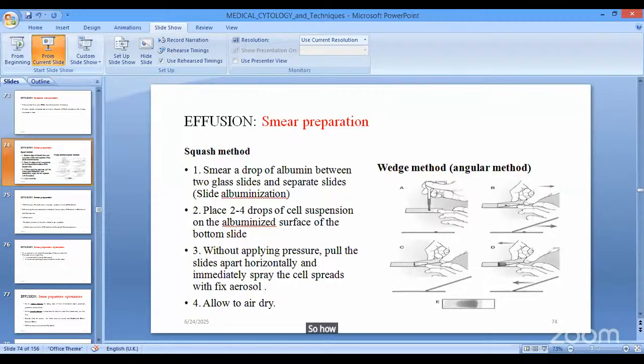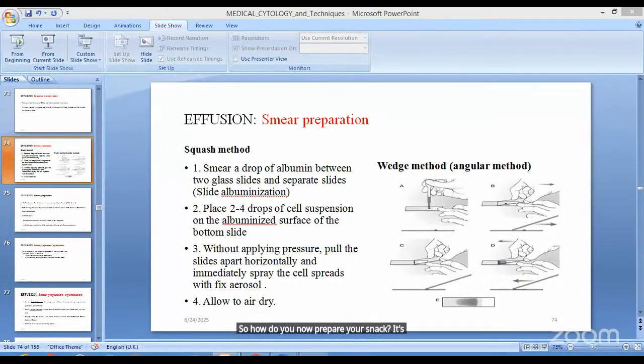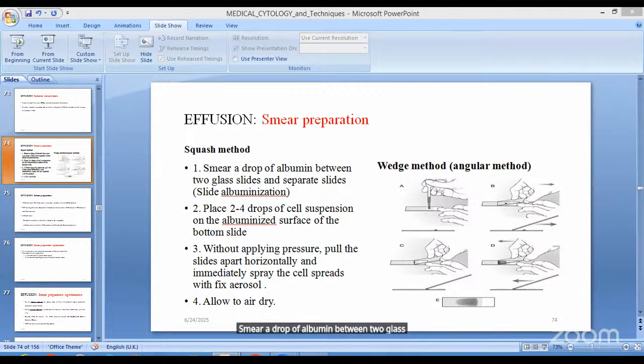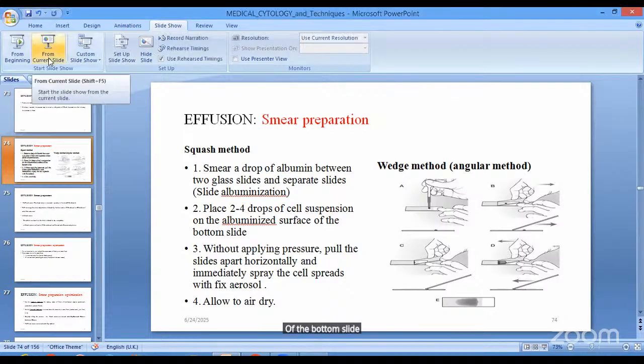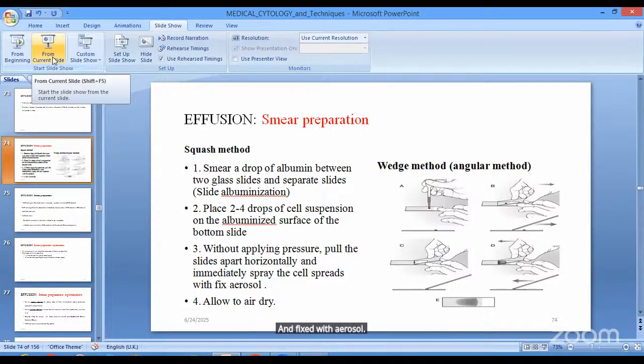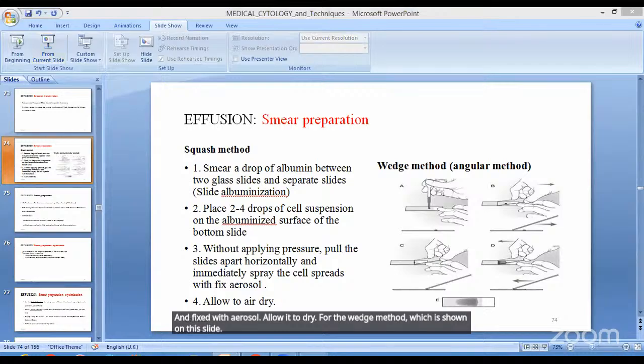So how do you now prepare your smear? It's either you use the squash method or the wedge method. For the squash method, smear a drop of albumin between 2 glass slides and separate the slides. Then place 2 to 4 drops of cell suspension on the abdominal surface of the bottom slide. Without applying pressure, pull the slides apart horizontally and immediately spray the cells and fix with aerosol. Allow it to dry.